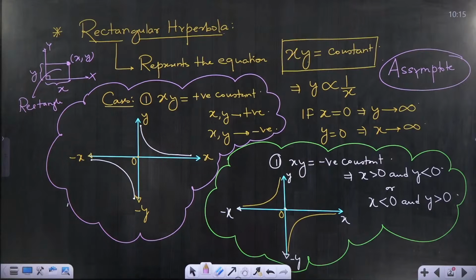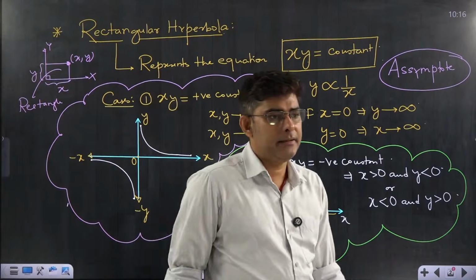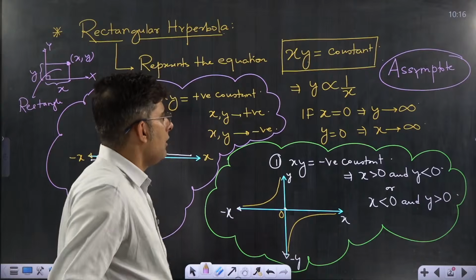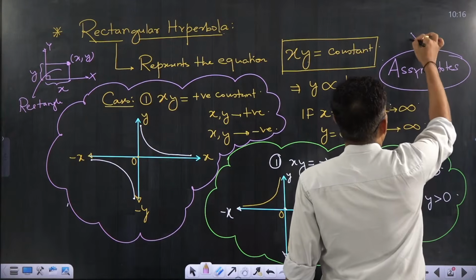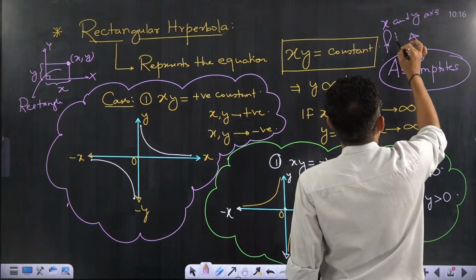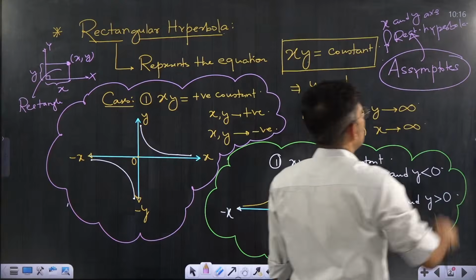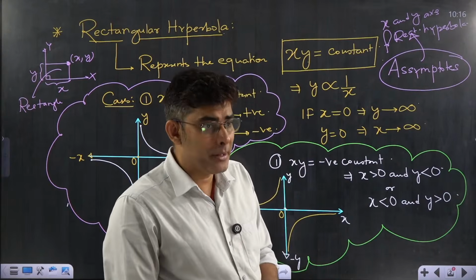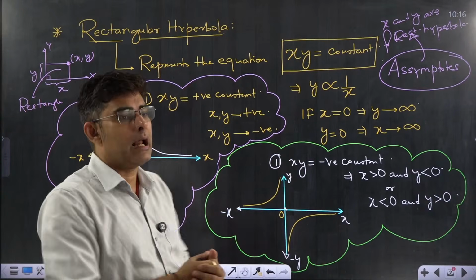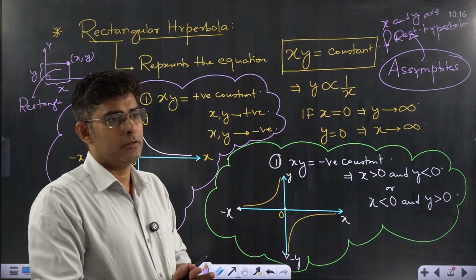Are you seeing the graph? So, when we have asymptotes mutually perpendicular, then in that case, we are getting what we call a rectangular hyperbola. So, what are the asymptotes for a rectangular hyperbola? X and y axis, and they are mutually perpendicular. When two asymptotes are mutually perpendicular, then the graph that we get is called a rectangular hyperbola. Is it correct?